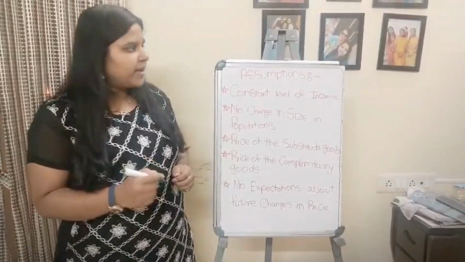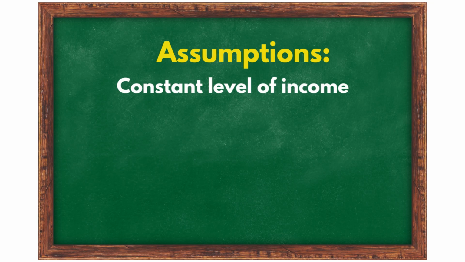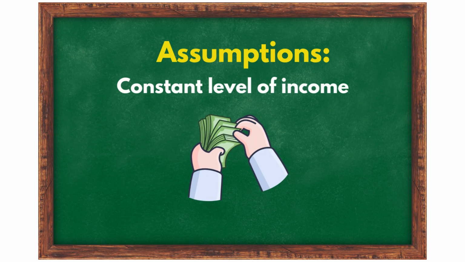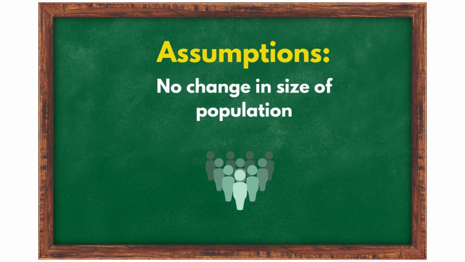Law of demand is based on the following assumptions. First, constant level of income. Here it is assumed that the consumer's income remains unchanged. That means if there is a rise in income, then the demand for that commodity may rise at a given price. Second, no change in the size of the population. Here it is assumed that the size of the population of a country remains unchanged. That means if the size of the population of a country rises, then the total demand for that commodity will also rise.